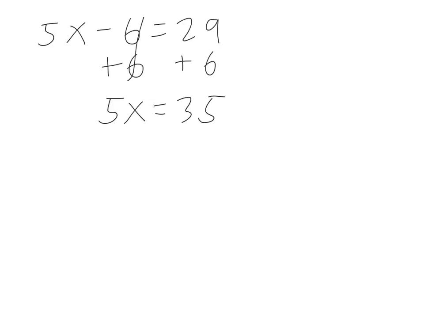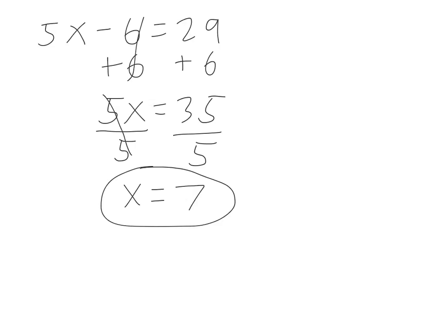5x, remember, is the same thing as saying 5 times x. So we want to do the opposite. The opposite of multiplication is division. So we will divide both sides by what x is being multiplied by, which is 5. So again, the 5's over here cancel to leave just x equals 35 divided by 5 is 7. So we know x equals 7.